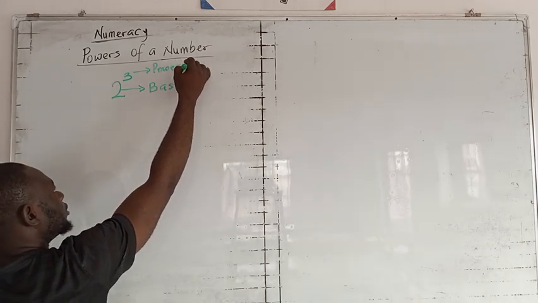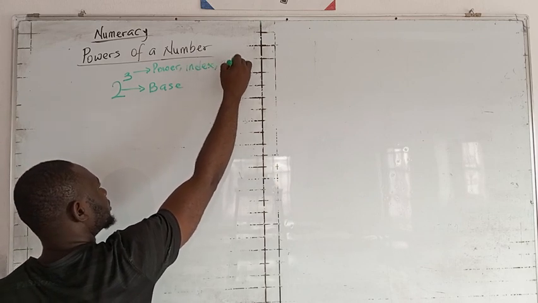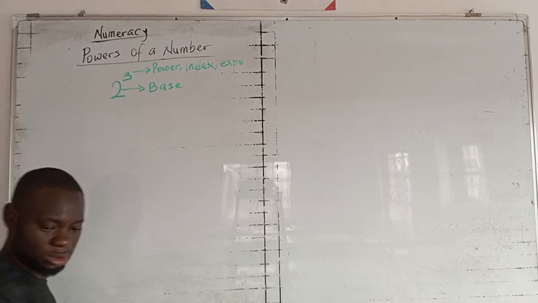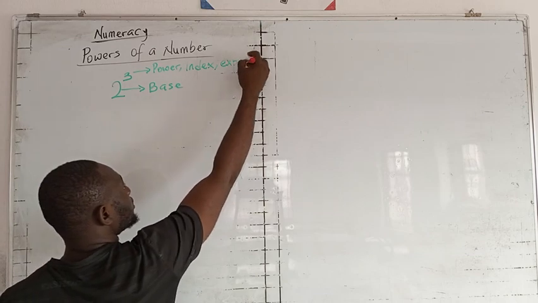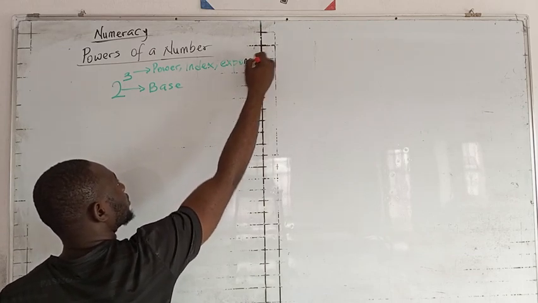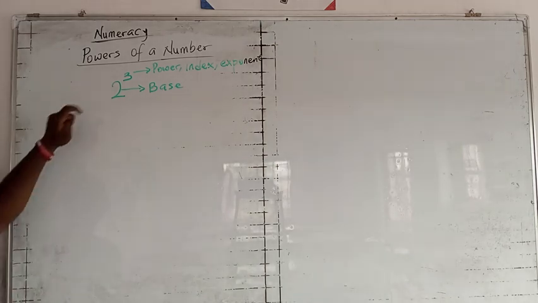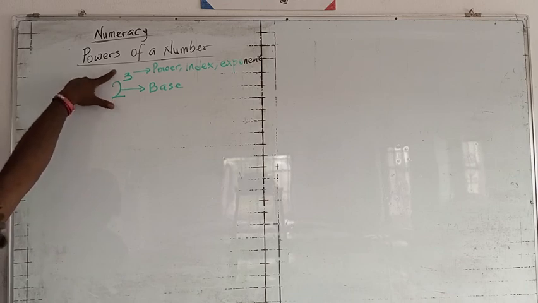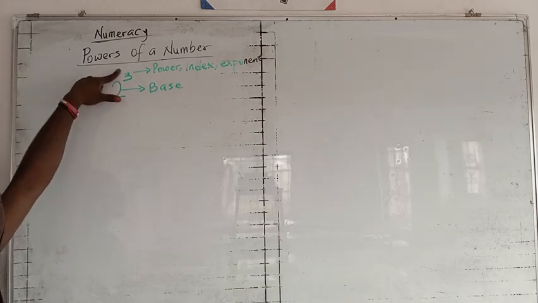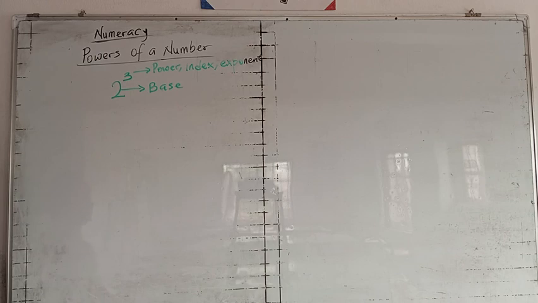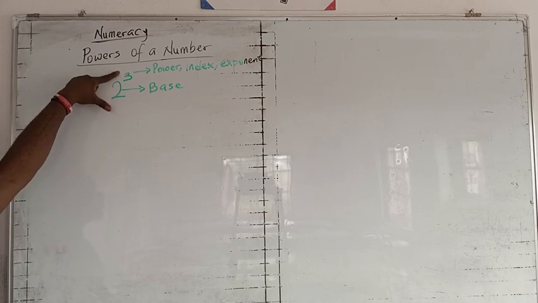You can call it power, you can call it index number, you can call it exponent. Okay? So I can say, what is the index of 2 here? 3. What is the power of 2 here? 3. What is the exponent of 2? 3. Alright? So this is what we call powers of a number. You can see that 2 in this particular number has a power of 3.